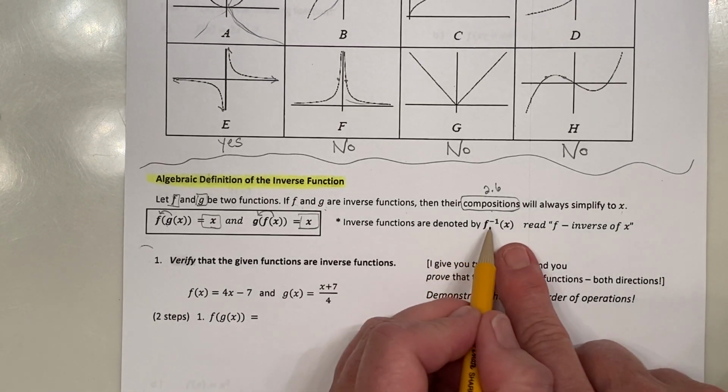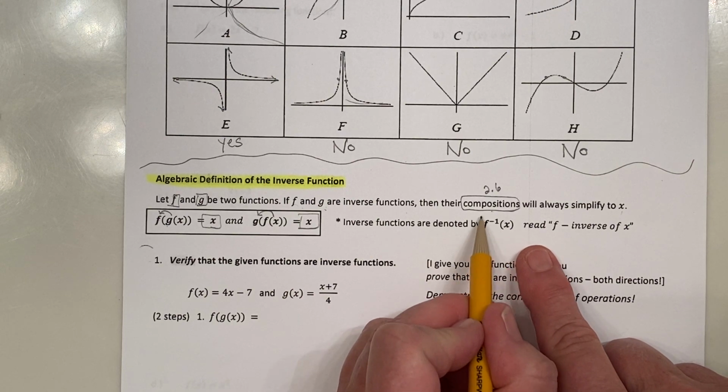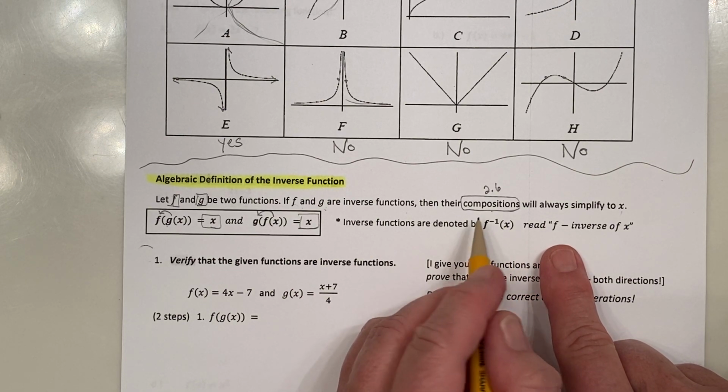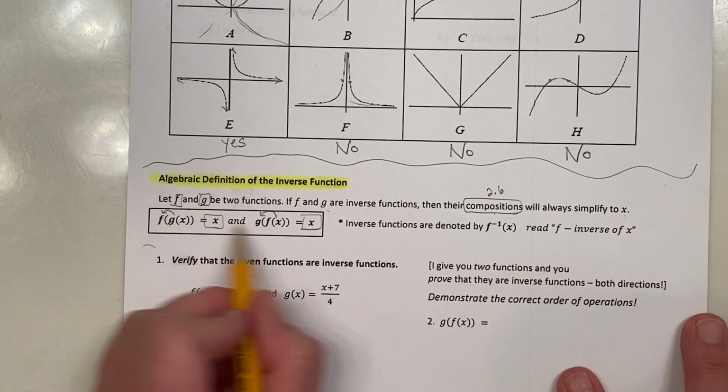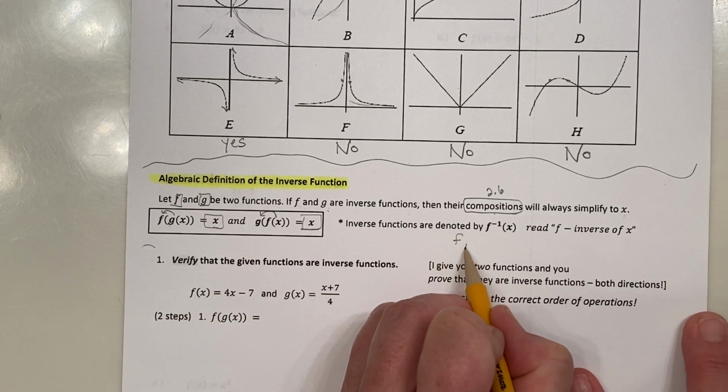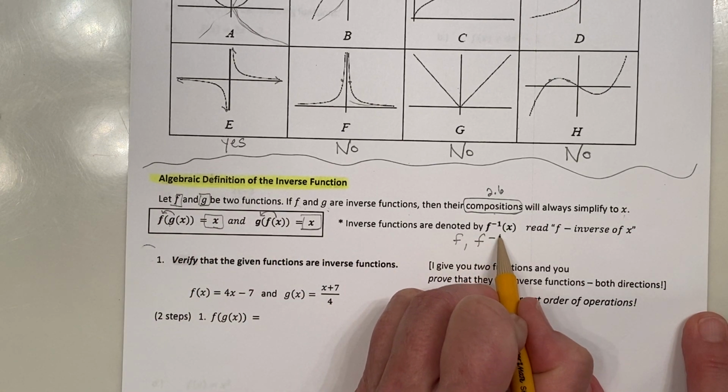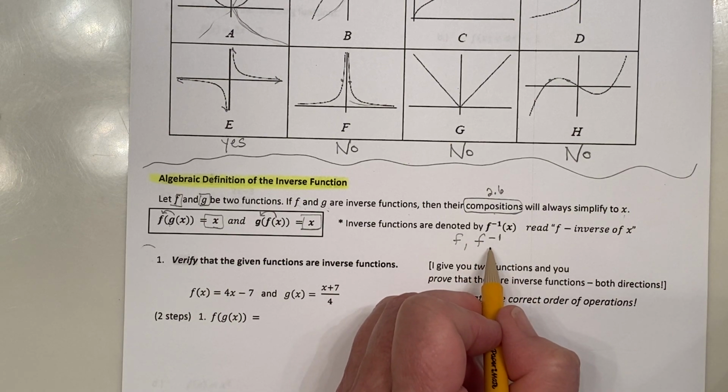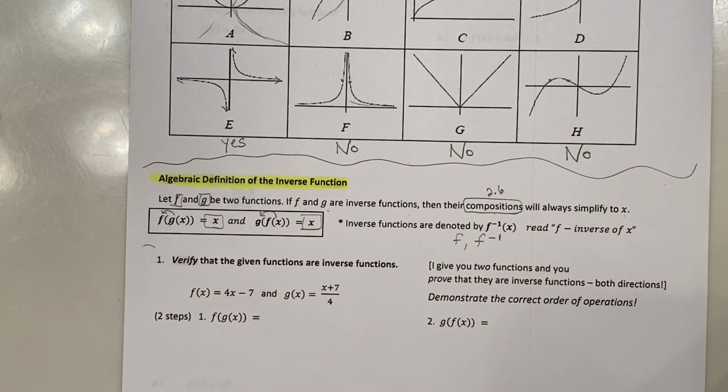All right, and then again, a reminder about the inverse function notation. If we do have inverse functions, sometimes instead of calling them f and g, we might say f is the function and f inverse is the notation that's the name or the label for the inverse.